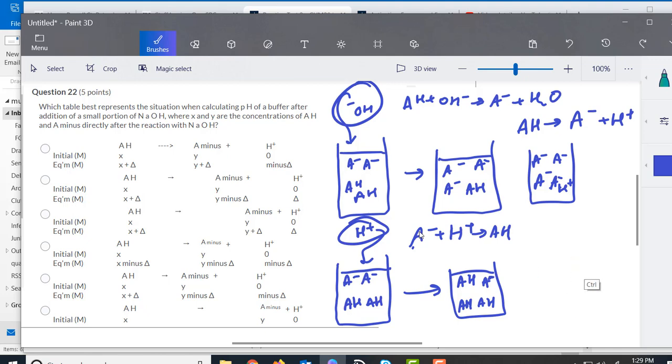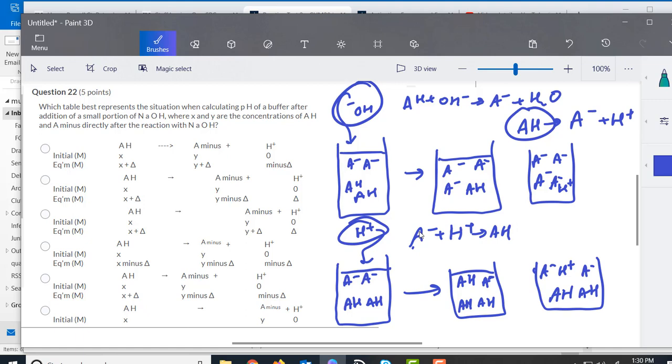And exactly the same thing's going to happen in this situation. I'll take an AH and split it into A minus and H plus. And again, you'll notice that in this case the AH goes down, the A minus goes up, and the H plus also goes up. So it doesn't matter whether OH minus or H plus was added at the very beginning. In the end, the only thing happening here is the AH separating into A minus and H plus, and even then only a small amount of it is doing that.